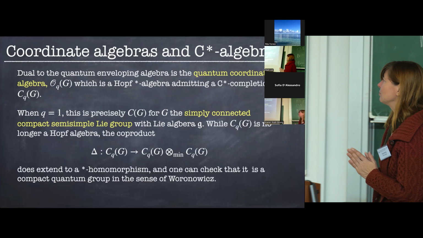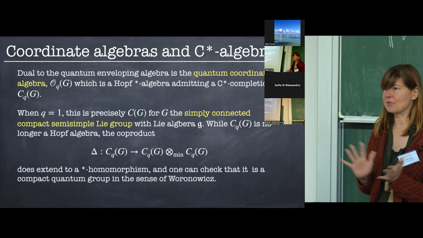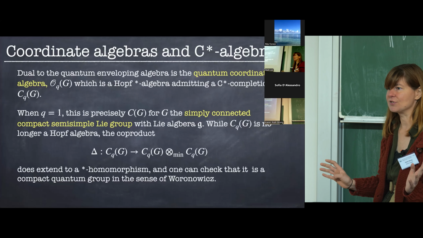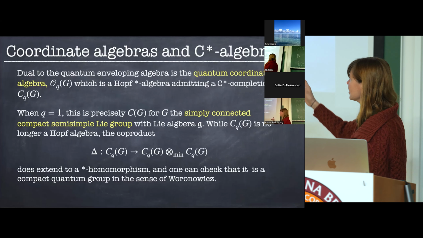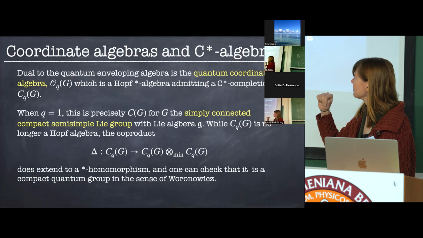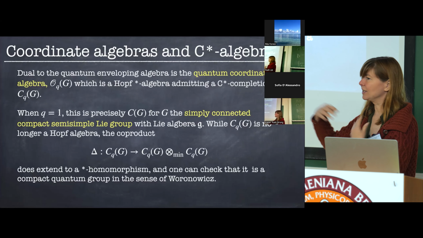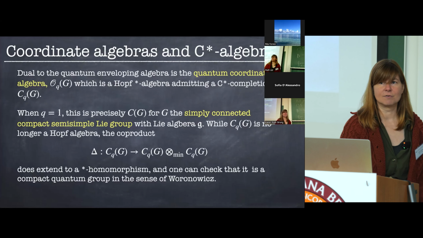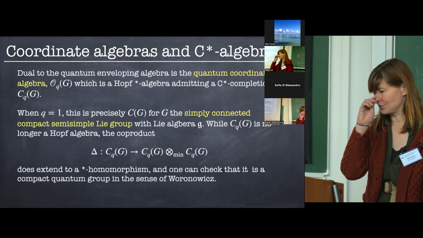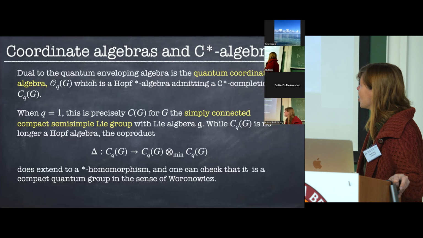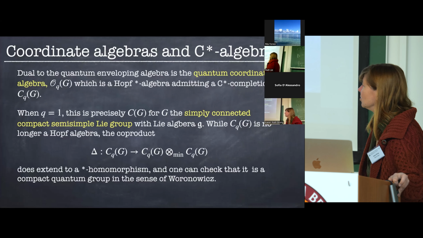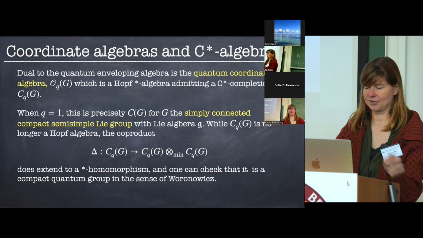Now, the C star algebra will no longer be a Hopf algebra because some of the Hopf algebra maps aren't bounded, so they won't extend to the C star algebra. However, we always get the coproduct, and you can check that this will give us a compact quantum group in the sense of Woronowicz, if you're familiar with what those are. So these are the C star analog of a lot of things that are studied in Hopf algebra theory.